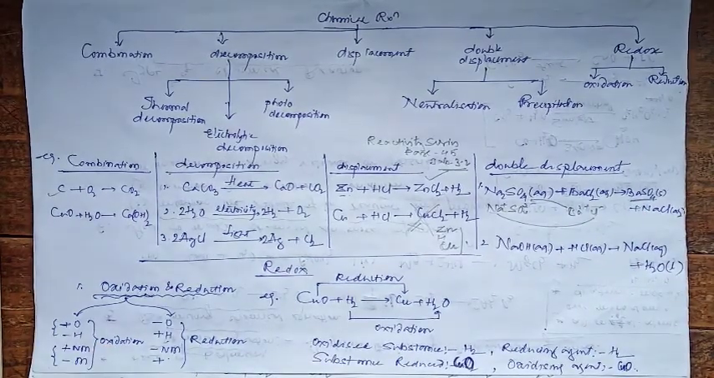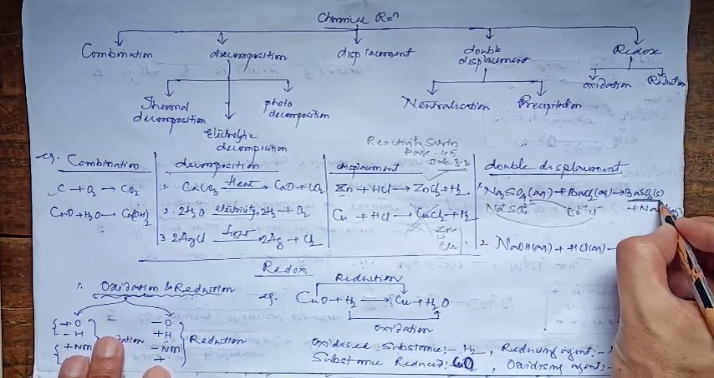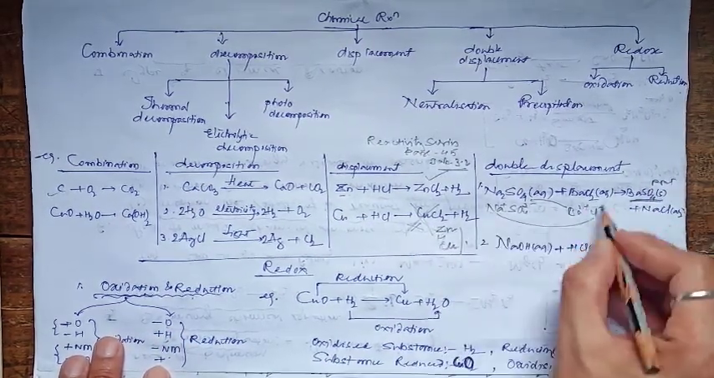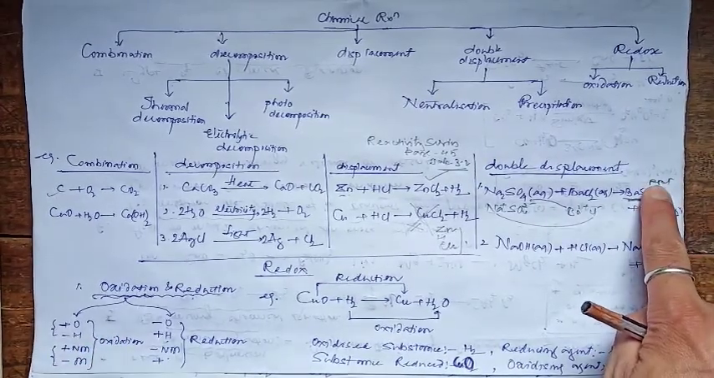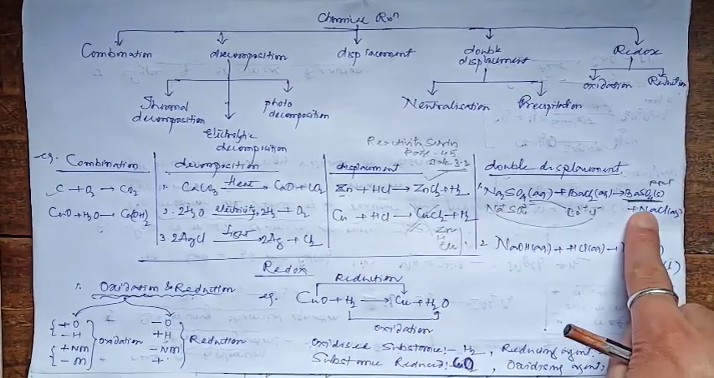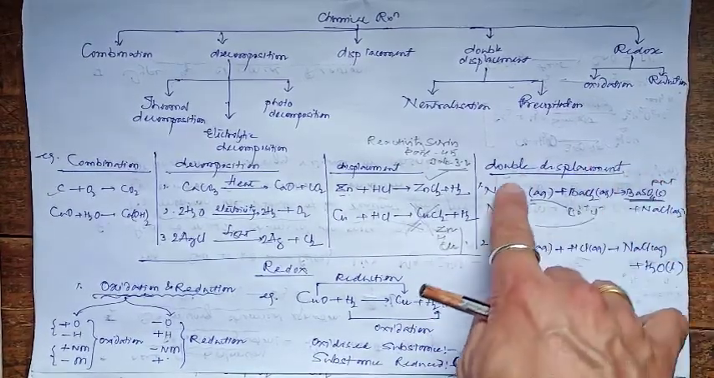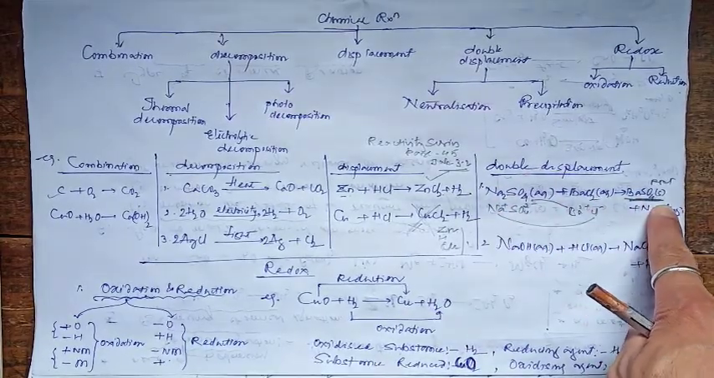Now, on the basis of the type of product formed, we classify double displacement reactions as neutralization and precipitation. If the product formed is a solid, insoluble substance, a PPT, you can see that during this reaction a solid substance has formed. That means a precipitate is formed in this reaction. So that's why this double displacement reaction is called a precipitation reaction. This is an example of a precipitation reaction.